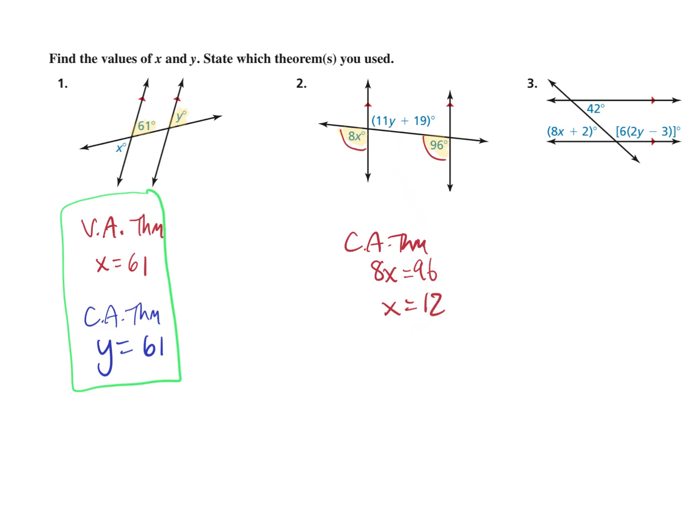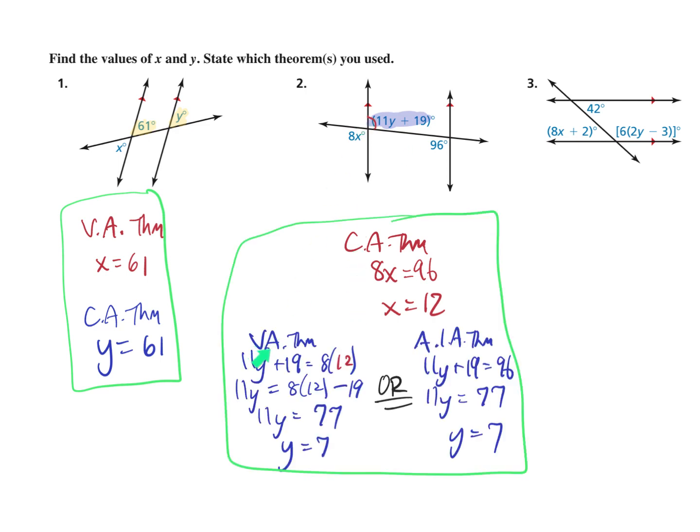What about y? Well, for this angle, we could either use the alternate interior angle theorem with 96 or the vertical angle theorem with 8x. So using the vertical angle theorem, 11y plus 19 is equal to 8x. And x is 12, so we can solve for y. y is 7. Or we could have used these two angles, which are alternate interior angles, and the alternate interior angle theorem to show that 11y plus 19 is equal to 96. And again, y is 7.